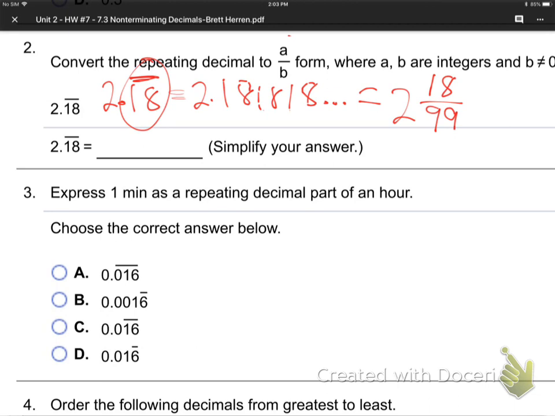And then you got to reduce that, right? Divide by 9, top and bottom. What's that going to be? 18 divided by 9 is 2. 99 divided by 9 is 11. So it's 2 and 2/11.